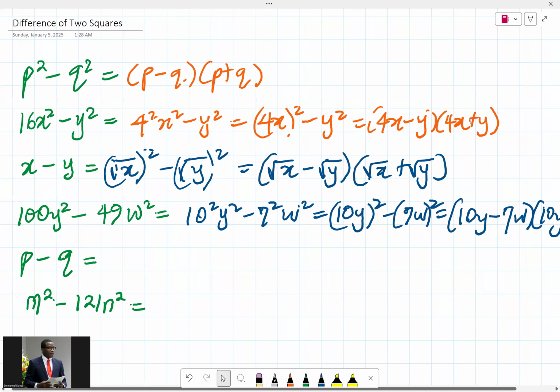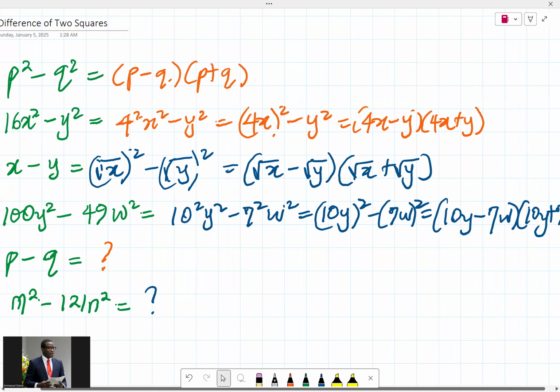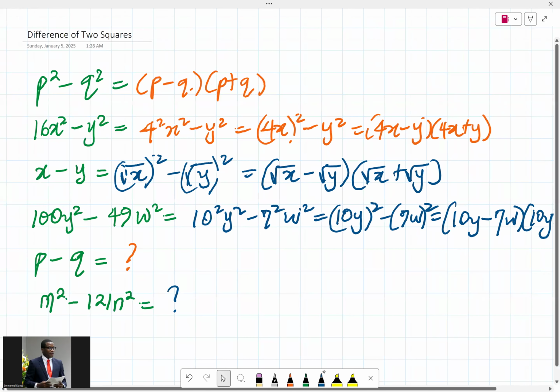So how do you do this? How do you try this? What does p minus q give you in that light? And then what of m squared plus 121n squared? Can you try this out and see what you get? All right.